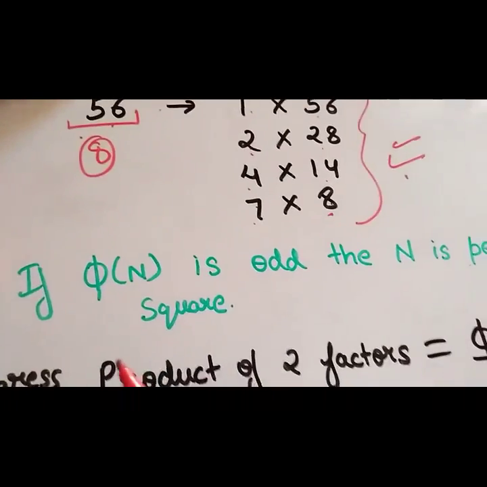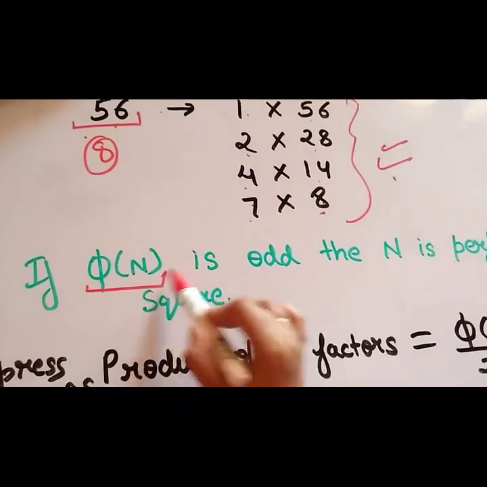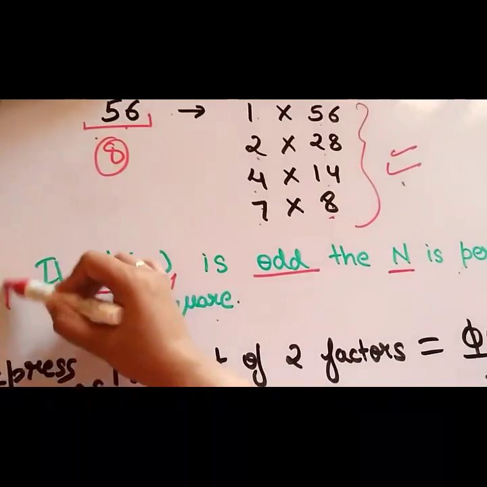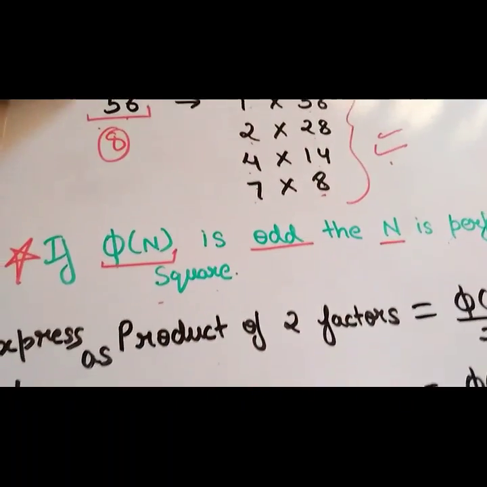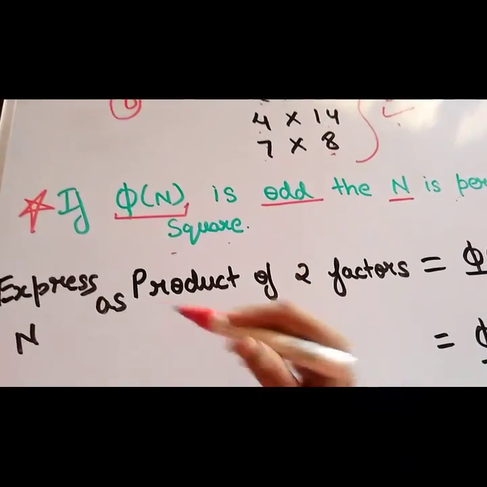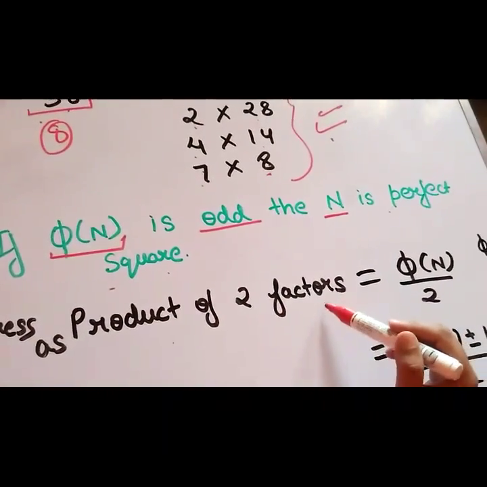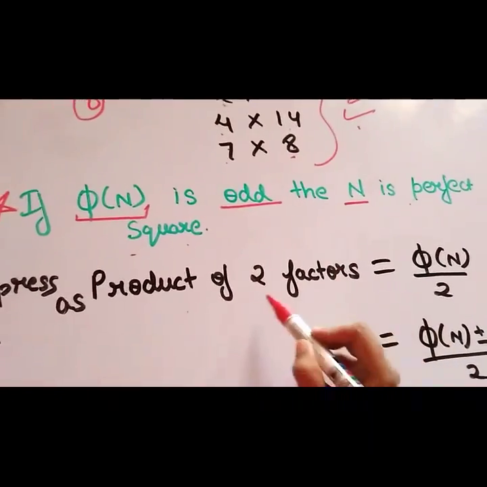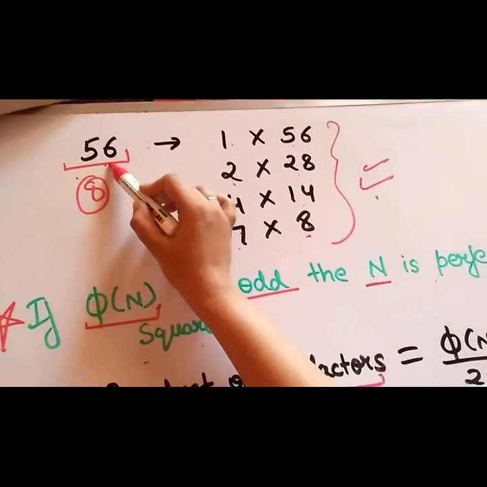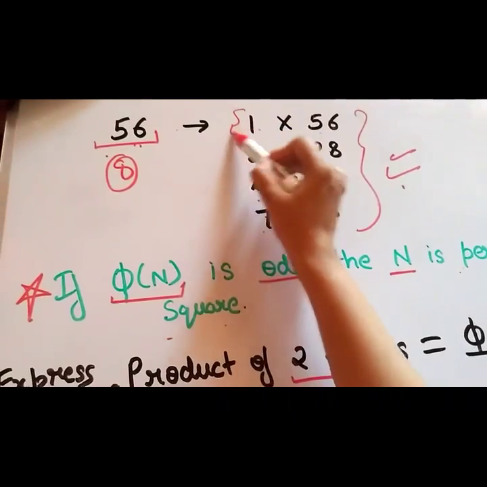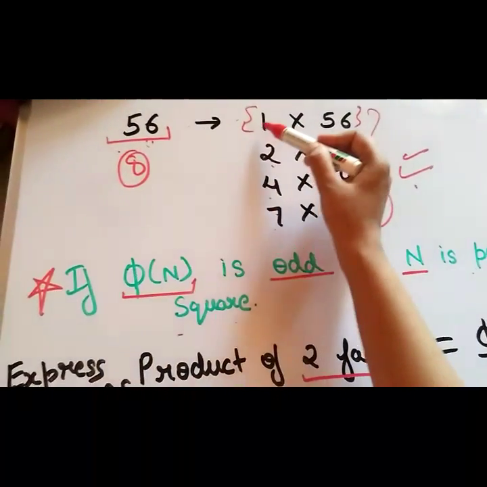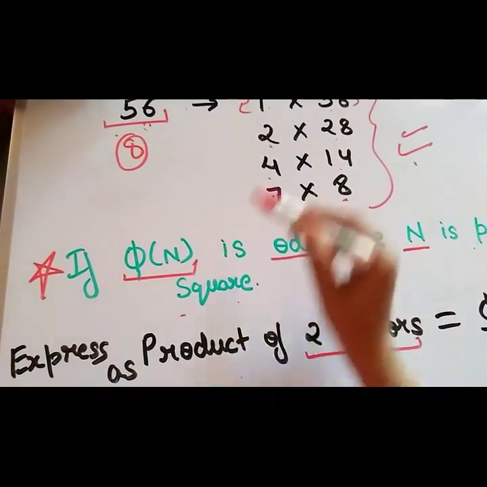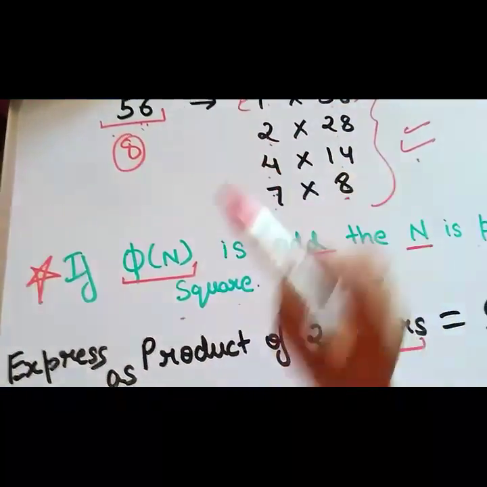Now the point to remember is if phi n, the number of factors, is odd, then number n is a perfect square. This is a very important thing to remember. Now the question that comes in the exam is: express n as the product of two factors. In how many ways can it be expressed as a product of two factors, that is, in how many ways can 56 be represented as a product of two factors? So the answer for 56 is 4, because in 4 ways this can be expressed.